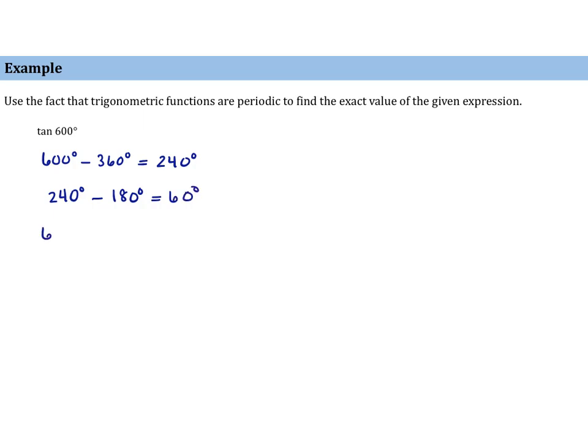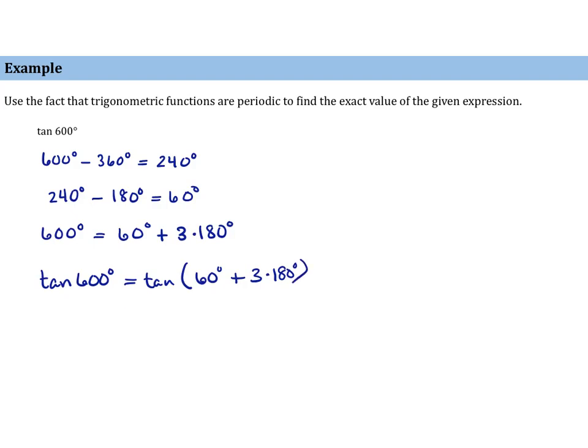So this means that 600 degrees is equal to 60 degrees plus 3 times 180 degrees. So the tangent of 600 degrees is tangent of 60 degrees plus 3 periods. And so tangent of 600 degrees is nothing more than the tangent of 60 degrees. Tangent of 60 degrees is the square root of 3.